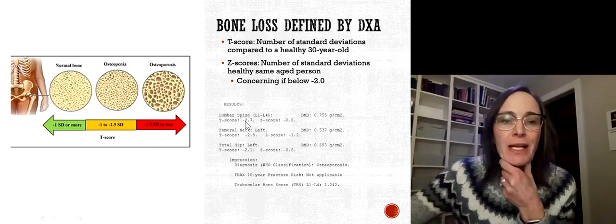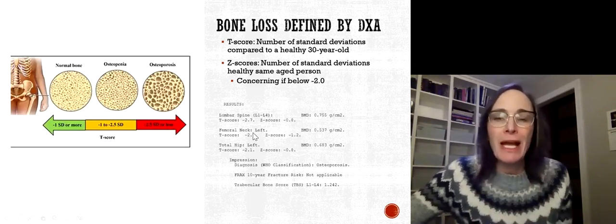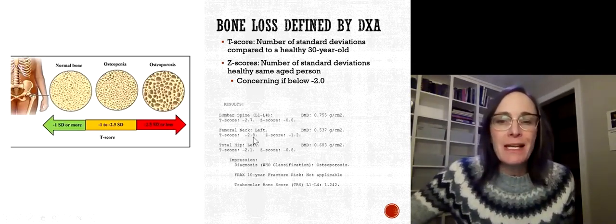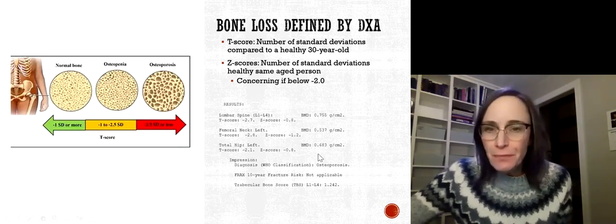And you can see here in the spine, the T-score of a -2.7 is consistent with osteoporosis right here. They're also going to report femur. They usually don't, but in some cases they'll report right and left. In this case, they just reported left. -2.8 would be consistent with osteoporosis. And then as you can see on the total hip left, they reported a -2.1, which is consistent with mild bone loss or osteopenia.